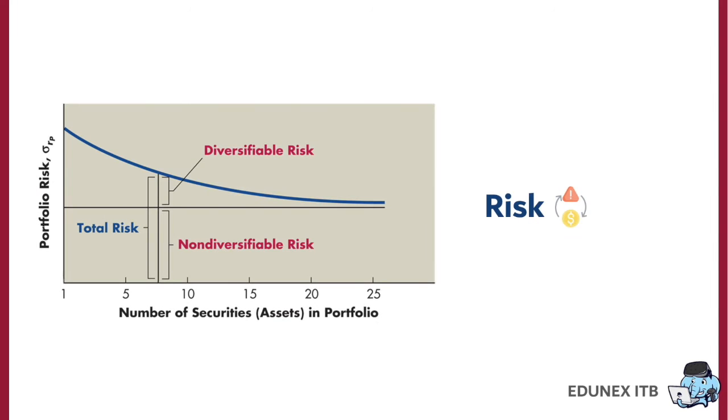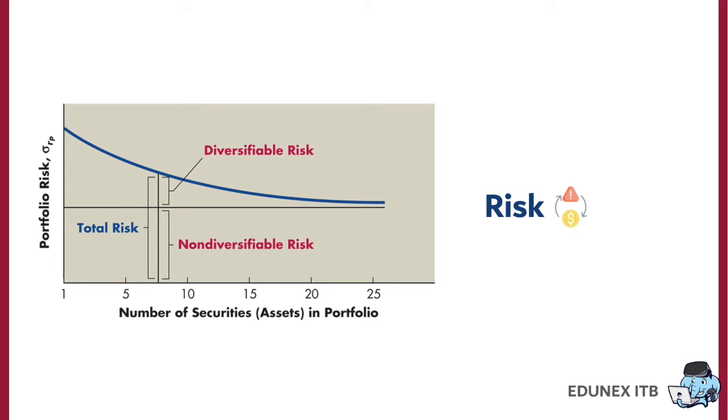Before we go further about CAPM, we need to know about risk. Total risk is the combination of a security's or asset's non-diversifiable risk and diversifiable risk. Diversifiable risk is the portion of an asset's risk that is attributable to firm-specific factors. It is also called unsystematic risk, and it can be eliminated through diversification.